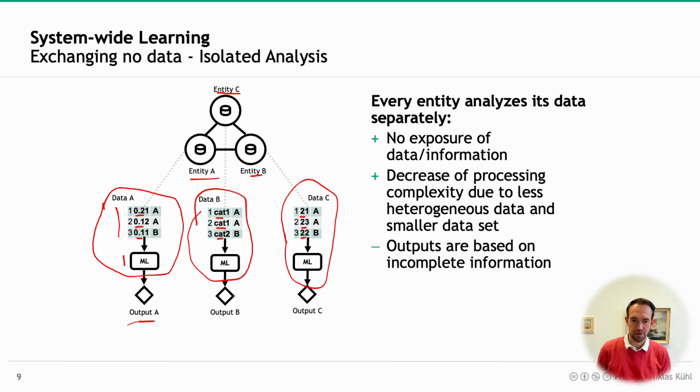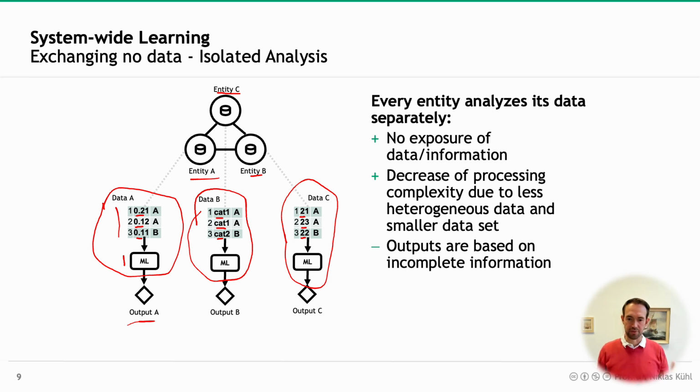On the con side, however, the outputs are based on incomplete information. If all of these vendors, all of these three entities, would share the insights that they have, then they might in the end be more successful, which they currently don't do, right? Because it's an isolated analysis.